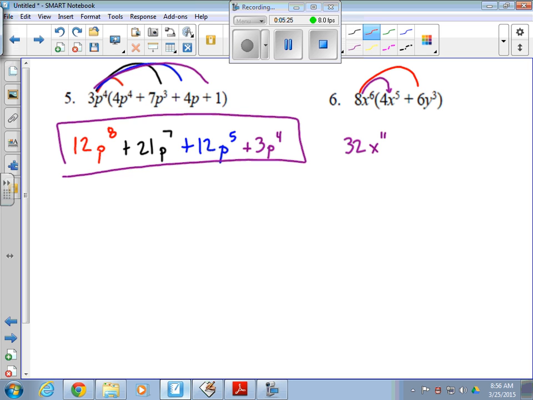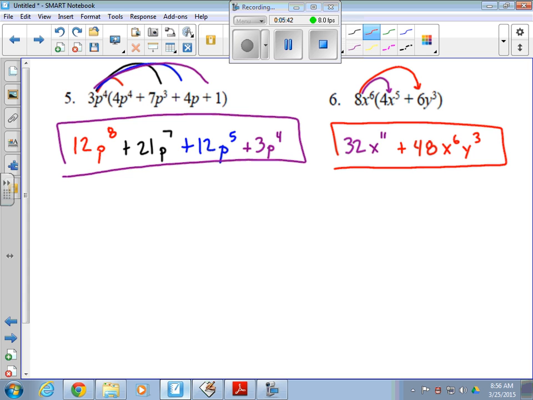8x to the sixth times 6y to the third. 8 times 6 is positive 48. But now you have different bases, x and y. So we'll simply write x to the sixth, y to the third. You don't change those. You do not add 6 and 3 right there.